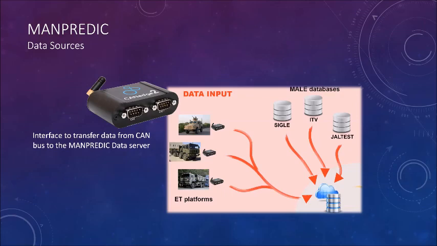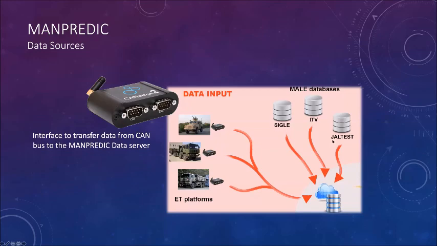the ManPredict data. That is a data lake, a big data architecture specifically designed to store huge amounts of raw data. And besides the sensor information, our system takes information from the Army Logistic Command Database.